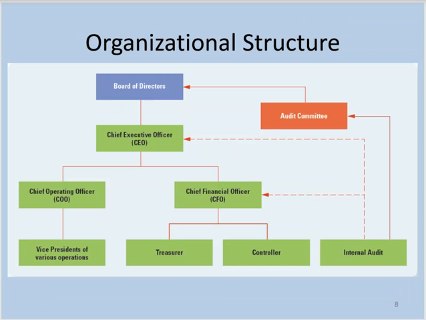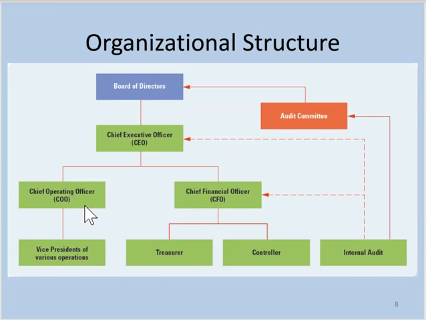Let's take a quick look at the organizational structure of a corporation. Most corporations are too large to be governed directly by their stockholders, so they elect a board of directors to oversee the company. The board only meets periodically, so they hire a chief executive officer, or CEO, to manage the company on a daily basis. The CEO then hires other executives to run other aspects of the organization, for example, the COO, who is the chief operating officer, and the CFO, or the chief financial officer.